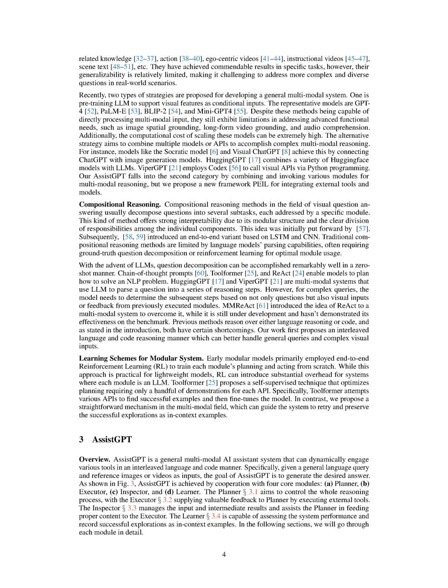In terms of training schemes for modular systems, early models typically used end-to-end reinforcement learning to train each module from scratch. While this method works for smaller models, it can be burdensome for larger systems where each module is an LLM. Toolformer offers a self-supervised approach that optimizes planning with just a few examples for each API. It tests different APIs to find successful approaches and then fine-tunes the model based on those results. We propose a simpler mechanism for multimodal fields, guiding the system to retry tasks and preserve successful attempts as in-context examples.